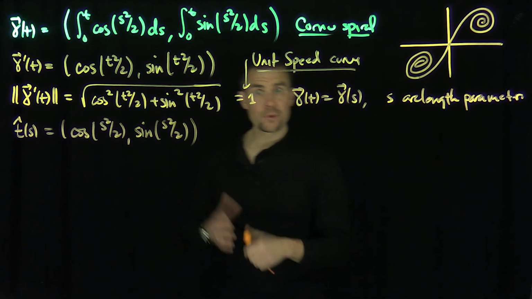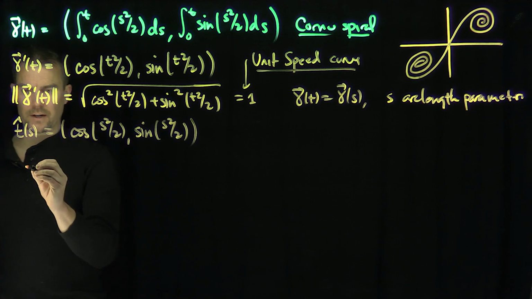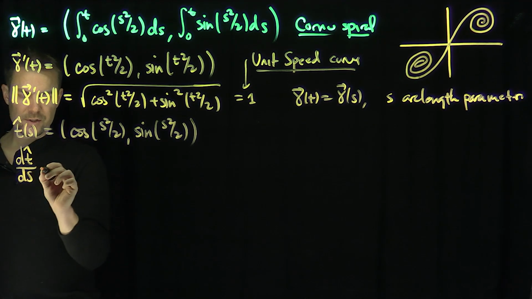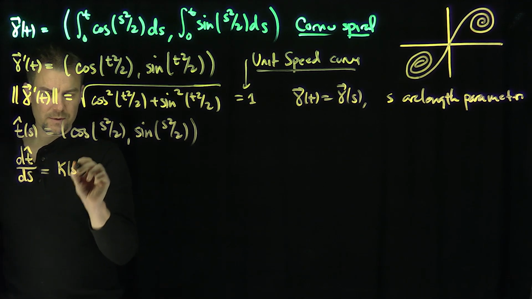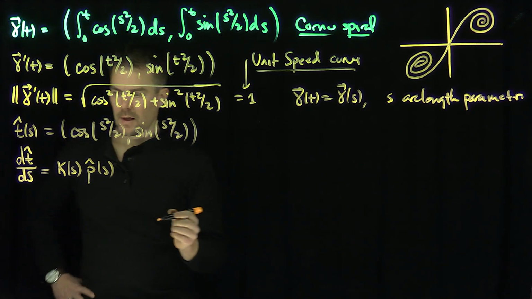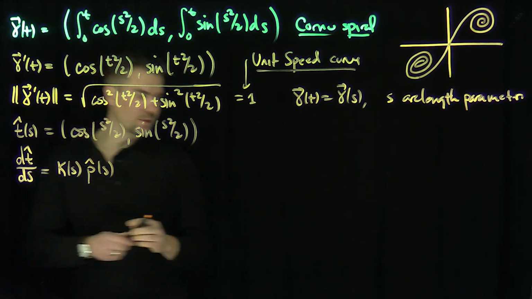Excellent. Now let's compute the unit normal vector, the principal normal vector. If I do dT/ds, we know by the Frenet formulas this is going to be the curvature of s times N hat of s. That's Frenet formula number 1. And so let's compute what dT/ds is.